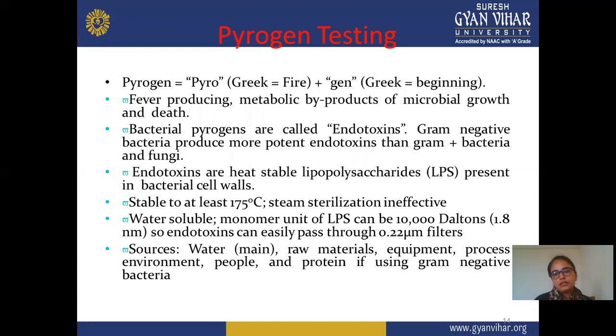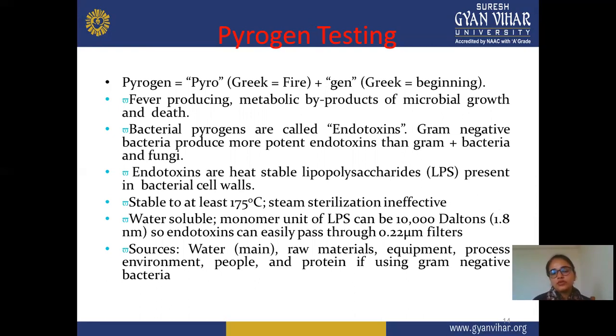Next is the pyrogen test. In this, we check whether pyrogen is present in your formulation or not. Pyrogen: pyro is a Greek word. Pyro means fire, and gene means beginning. The beginning of fire is known as pyrogen, a fever-producing metabolic byproduct of microbial growth and death. It means if this pyrogen is present, then it is very dangerous. It shows some severe problems in a person, maybe up to death, starting from a fever, because it's a metabolic byproduct of the microbial growth that is present in your formulation.